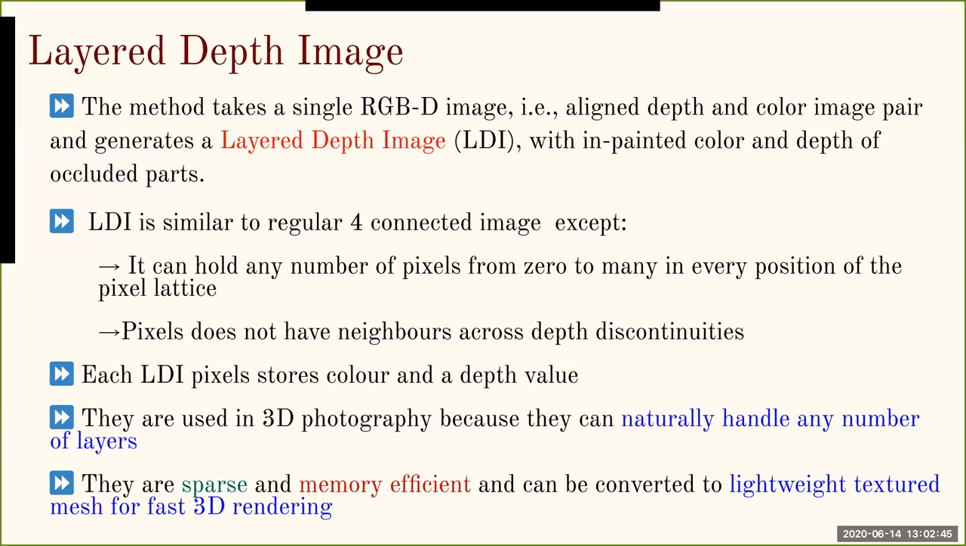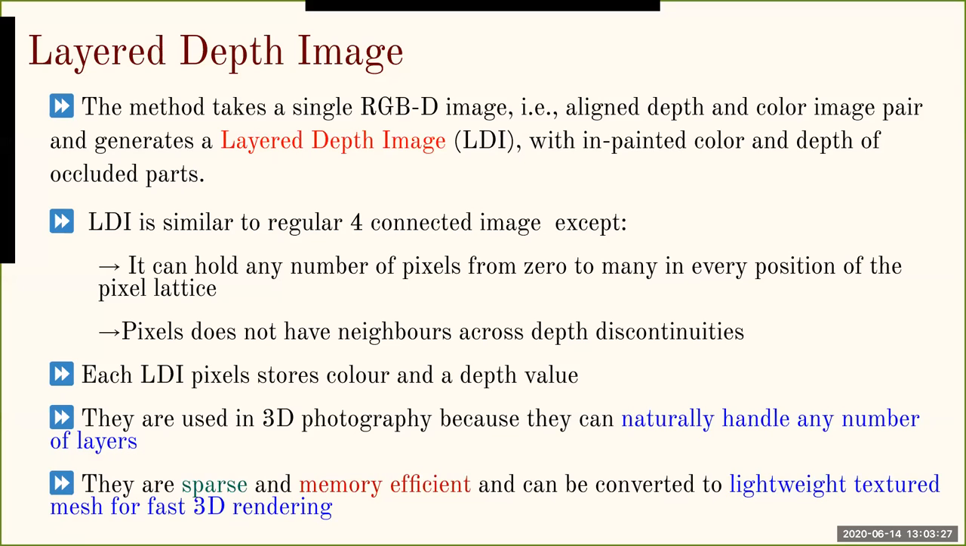So, layer depth image: the method takes a single RGB image, that is an aligned depth and color image, and generates a layer depth image, which holds independent color and depth of the occluded parts. An LDI has four-connected components. Just like in the graphics algorithm seed fill, where we constrain ourselves to the current pixel and its 8 neighboring pixels, here we are constrained to four-connected pixels of the image. It can hold any number of pixels, from 0 to many, at every position of the pixel lattice.